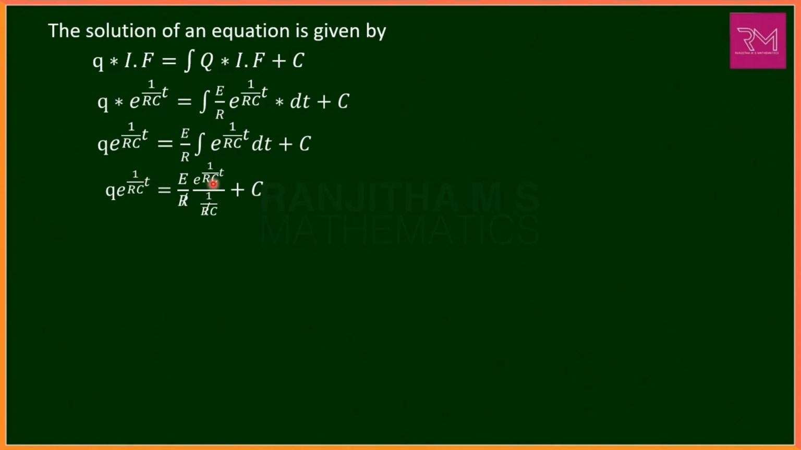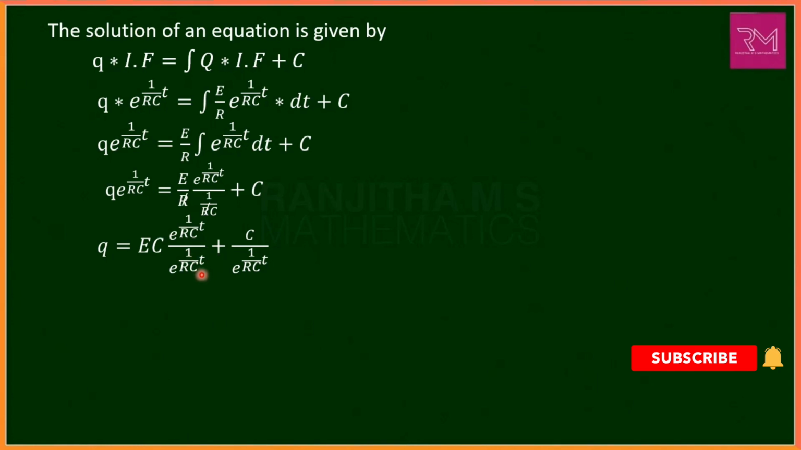Next step, take this value to the right hand side. We get the value of q as, here remaining, this c goes to the numerator, that becomes E into C into e power 1 by RC into t divided by e power 1 by RC into t, plus c divided by e power 1 by RC into t. Here this value cancels and this value goes to the numerator. We get the value of q as E into C plus c into e power minus 1 by RC into t.